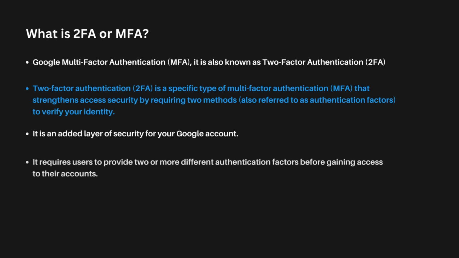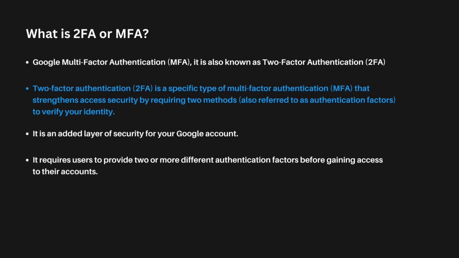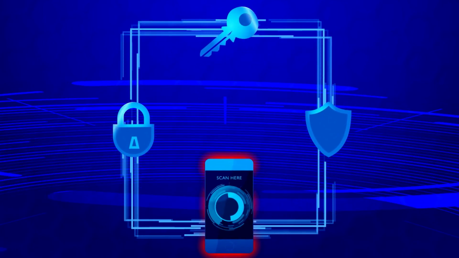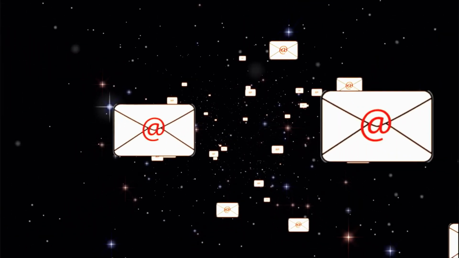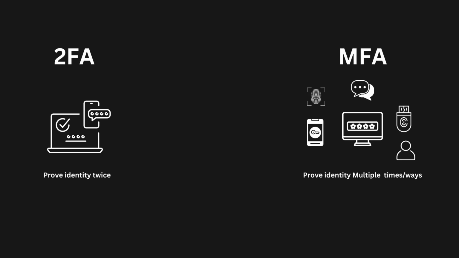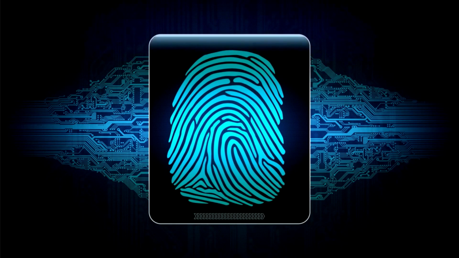First things first, what is two-factor authentication and multi-factor authentication? Two-factor authentication is a specific type of multi-factor authentication which is used to verify identity. Two-factor authentication helps add an extra layer of security to your personal and business accounts. Two-factor authentication requires the user to present two types of authentication methods, whereas multi-factor authentication requires the user to present two or more authentication methods in order to gain access to the accounts.